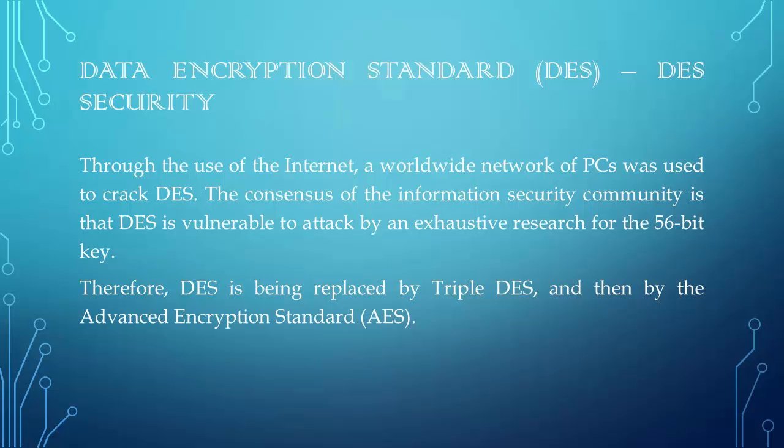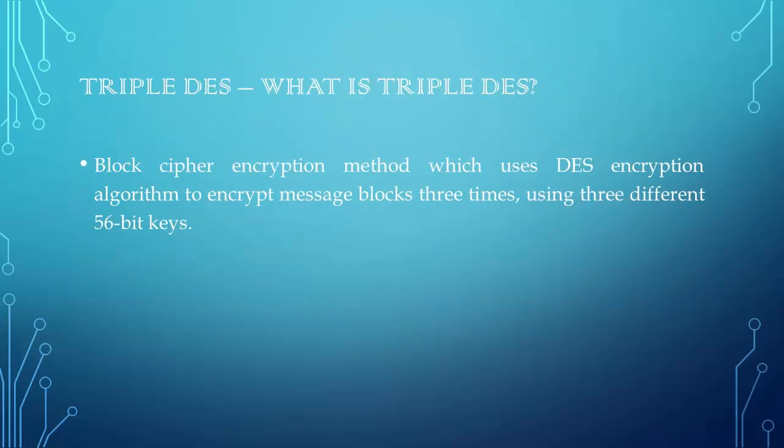Because of this, DES has been replaced by triple DES and then by the Advanced Encryption Standard, AES. So what is triple DES? Simply put, triple DES is a type of cryptography where the block cipher algorithm is applied 3 times to each data block. In this method, the triple DES key size is increased to ensure additional security through encryption capabilities.